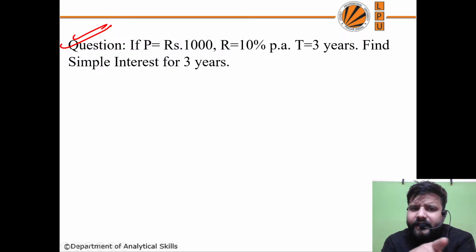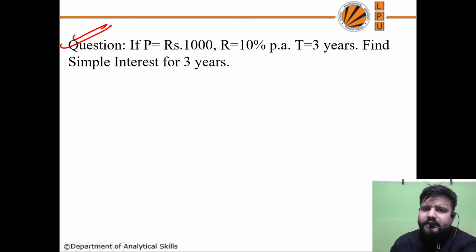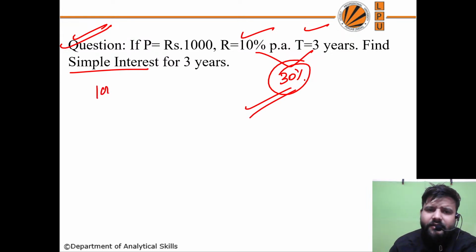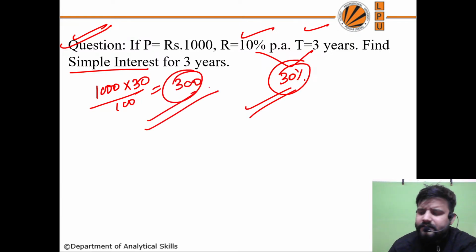Let's read the question again. They are asking simple interest, not amount. Amount is different from simple interest. Amount will include your principal as well. So here in this question, it is a question of simple interest. So 10% will be charged over 3 years. It means 30% will be charged completely. Isn't it? So just calculate 30% of 1000, which will give you 300, which is the answer for this question.